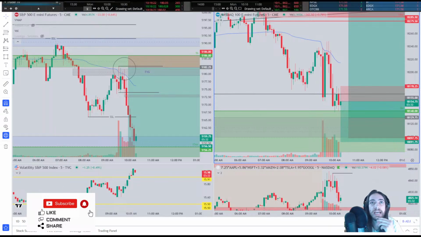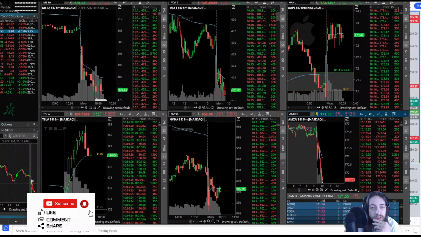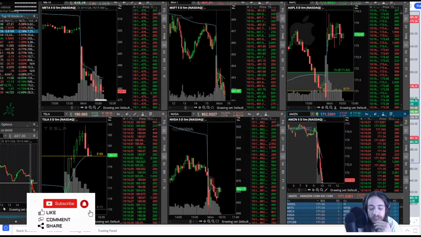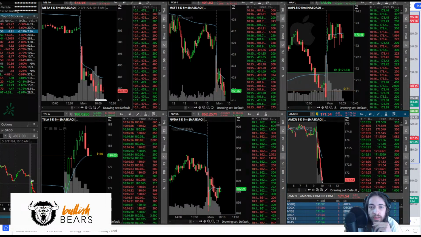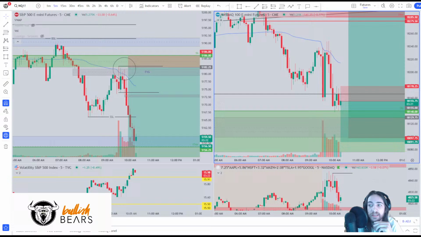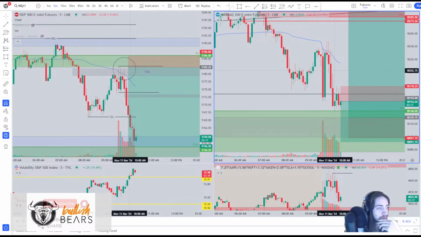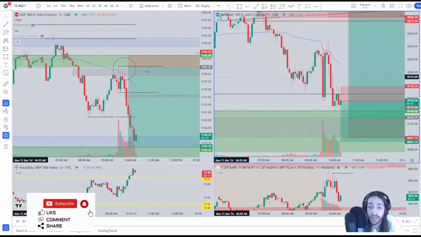Would really like to see Apple push lower from here. Same with Meta. If Meta can make a new low of the day, that'd be great. Tesla continue lower. Same with Nvidia. Want Nvidia lower. These are main strong equities to watch when trading something like the Nasdaq. And the Nasdaq is something to watch when you're trading those equities.